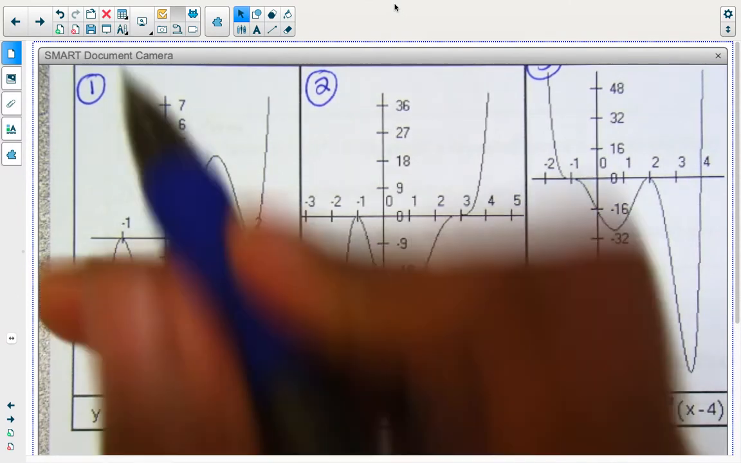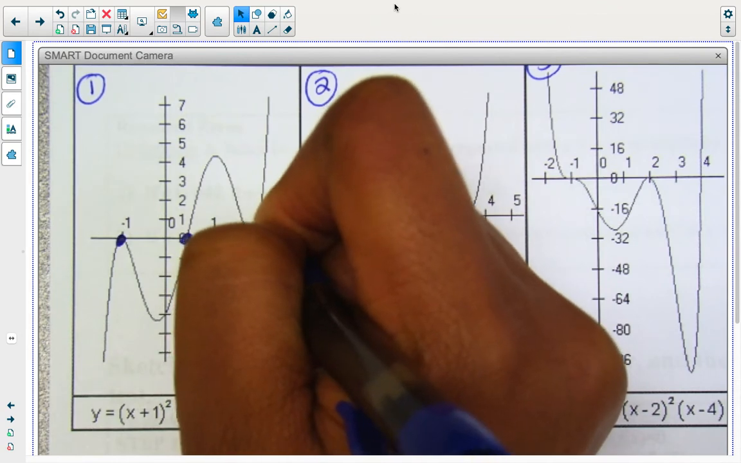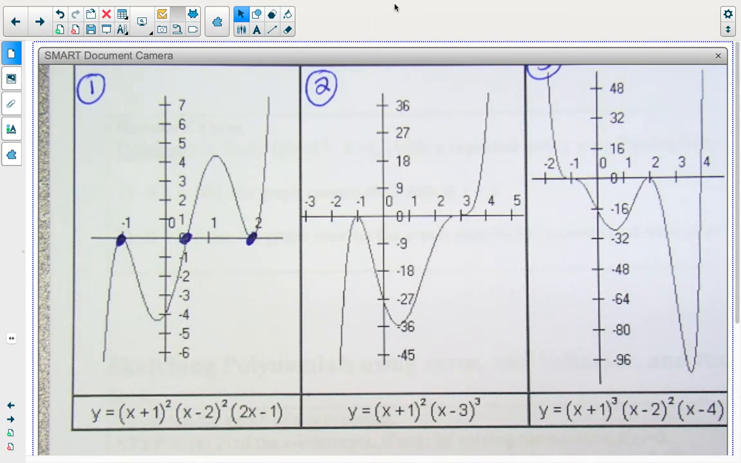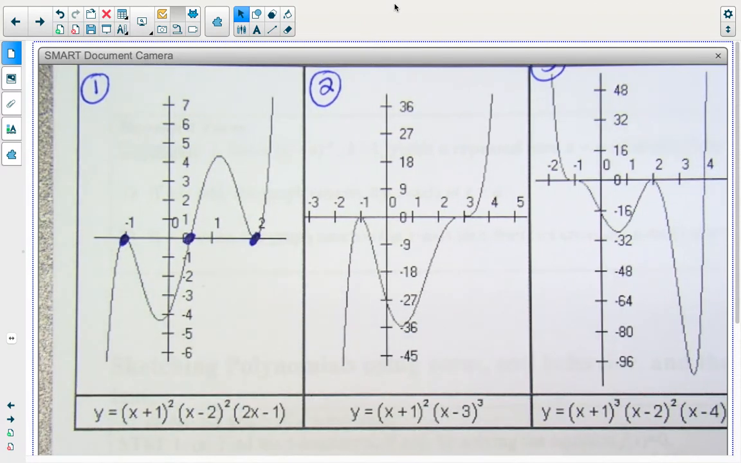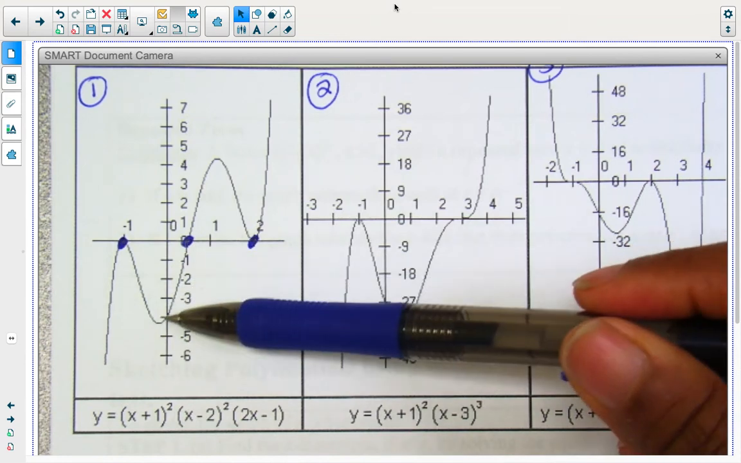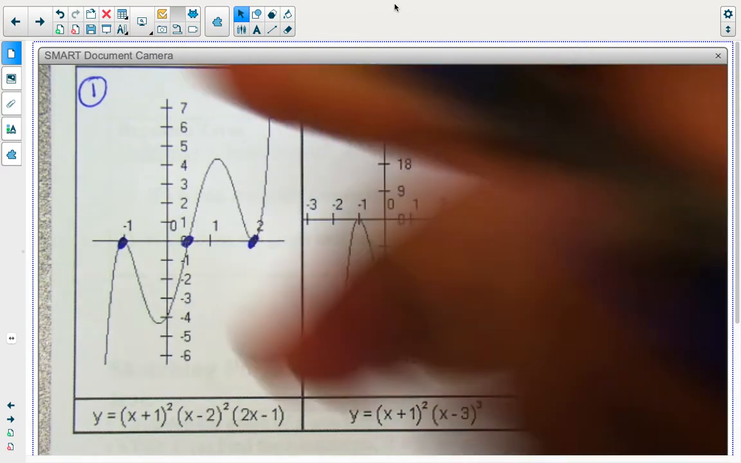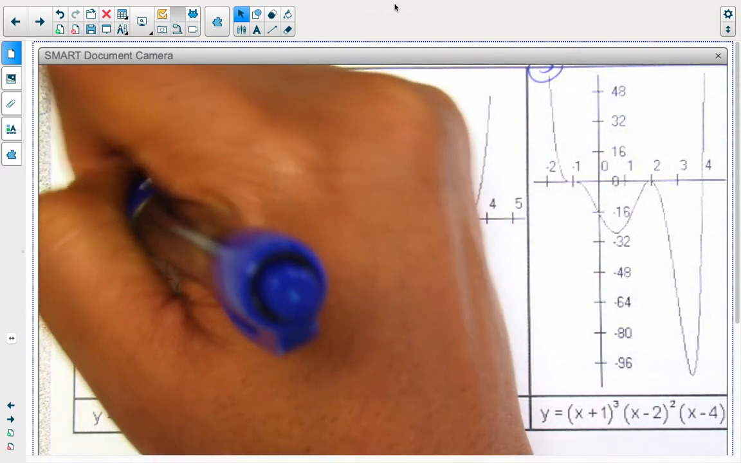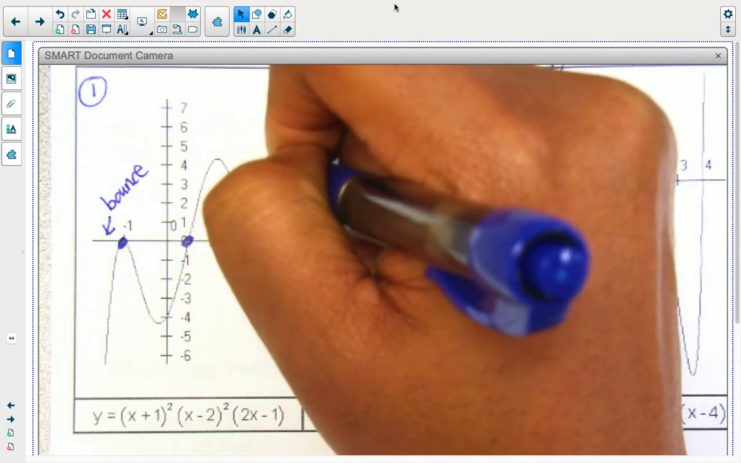So if I look here, I'm going to highlight my roots. 2 of these roots bounce. This one bounces and this one bounces. So it touches the x-axis and then it goes the other direction. So think of a basketball touching the floor and then coming right back up. This one crosses through the x-axis. It keeps right on going and it passes through. So we will label these 2 as bounce.